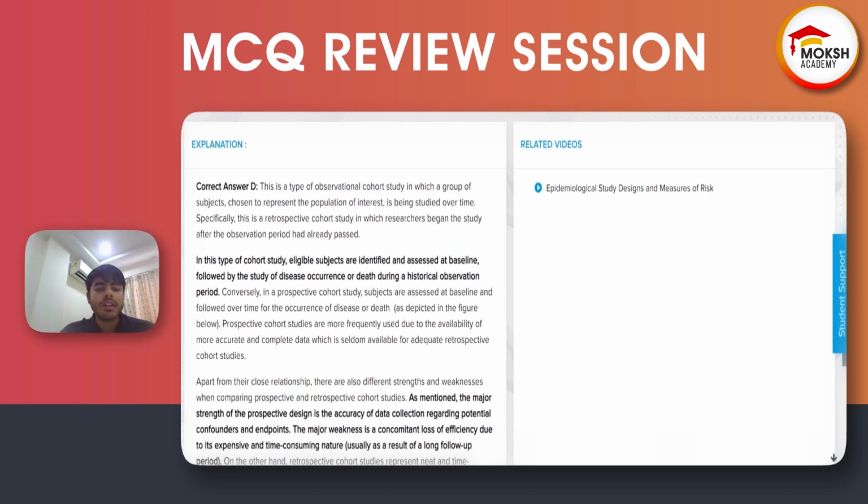Conversely, in a prospective cohort, the subjects are assessed at baseline and followed over a period for occurrence of the disease or death. Prospective cohorts are more frequently used due to the availability of more accurate and complete data. Apart from their close relationship, there are also different strengths and weaknesses.